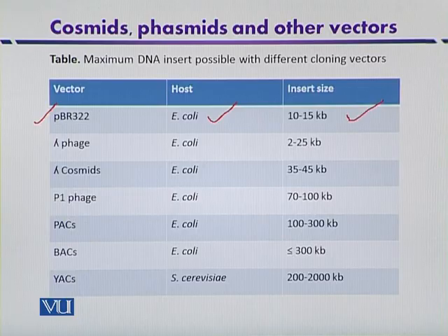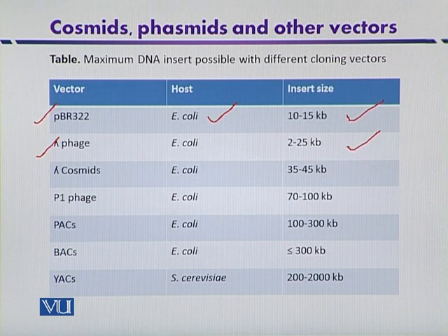And of course, lambda phages. Next one, again, they can infect E. coli as the host organism. And this is the DNA fragment that may be up to 25 kilobase. That is important. Next are the lambda cosmids. They can clone up to 45 or sometimes 52 kilobase DNA fragment.